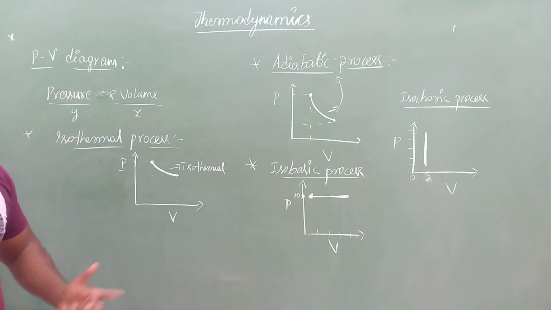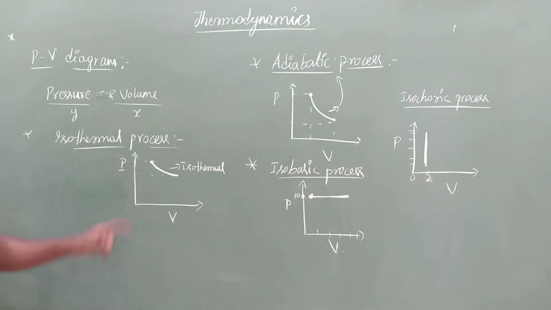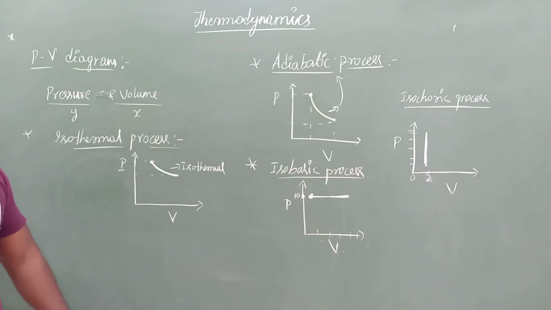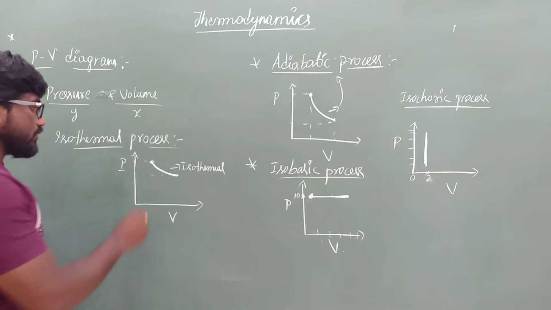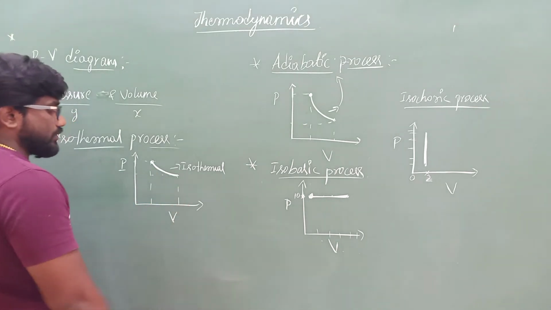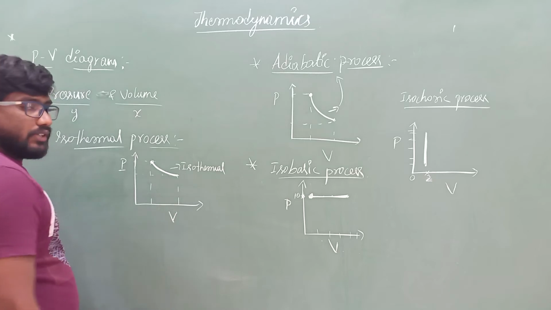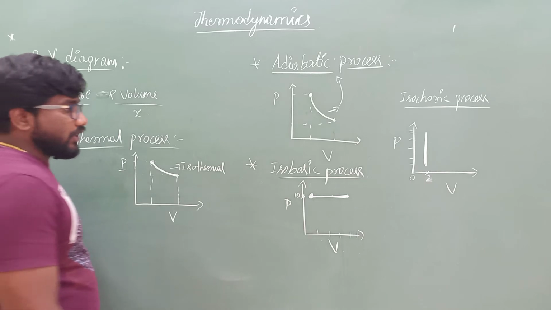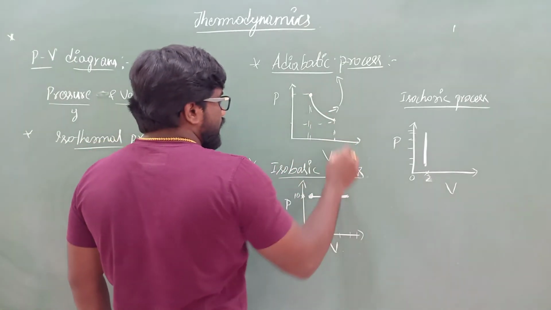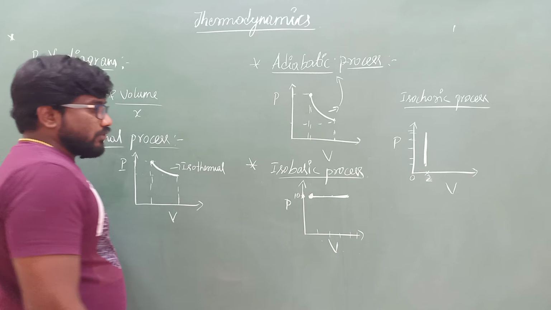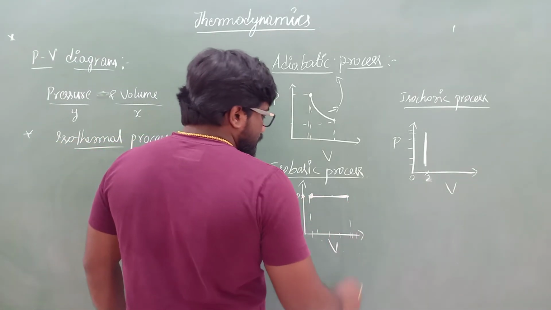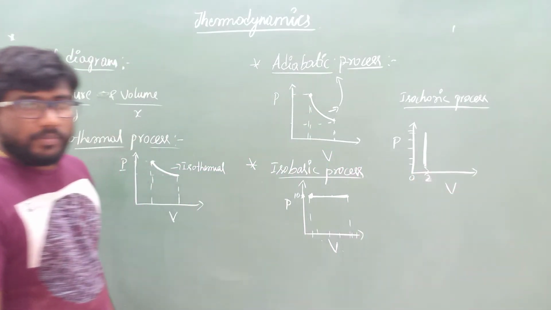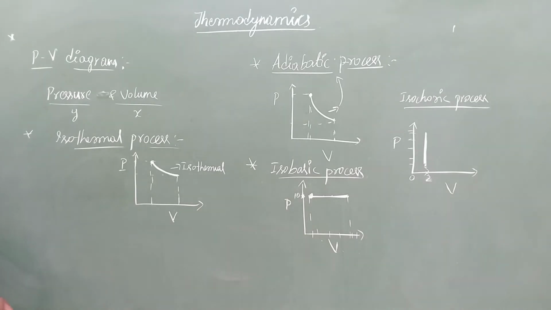If you want to find the work done during the isothermal, adiabatic, isobaric and isochoric cases, how to find the value? See, if you want to find the work done, just find the area under the curve. The area under this curve will give us the work done. So if you find the area of this, it will give you the work done. Similarly here also, the area under this curve will give you the work done. Similarly here also. So this is all about the PV diagram.